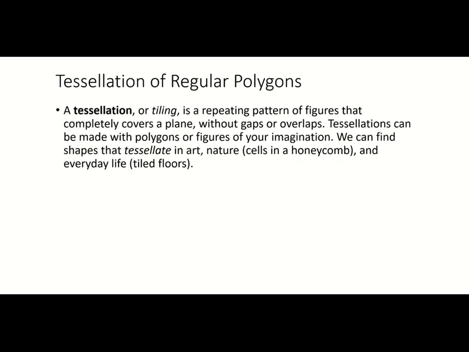Again, a tessellation is a tiling or a repeating pattern, and it's always going to completely cover a plane without gaps or overlap. It can be made of polygons, in which those polygons will come together to form those 360 degrees if it's regular polygons, or figures from your imagination. But again, they happen in nature. We see them every day. Whenever you see a tile pattern, it's a tessellation. A brick pattern on a house is a tessellation. There's lots of them out there. The shingles on a roof can form a tessellation as well.